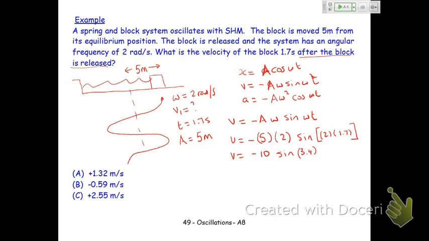And then I want, let's have a look, 10, enter, times sine, it's going to be 3.4, close bracket, enter, and I am getting 2.5, and there's a minus sign in front of it. So hopefully I did that right. V is equal to minus 2.5. So V is equal to plus 2.5 meters per second. And there's my answer. I got 2.55. I rounded it a bit more this time. It's 2.55.